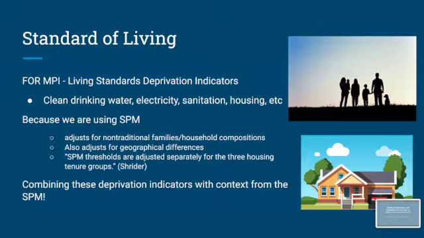It also adjusts for the geographical differences, because obviously we know standards of living vary country to country. They vary region to region, city to rural, anything like that. We know that the standards of living are different in Manhattan than they are in a small town in Virginia, and so the SPM does a good job of adjusting for that. They're also adjusted for 3 housing tenure groups, so whether you're renting, whether you own your home, or you have a mortgage.